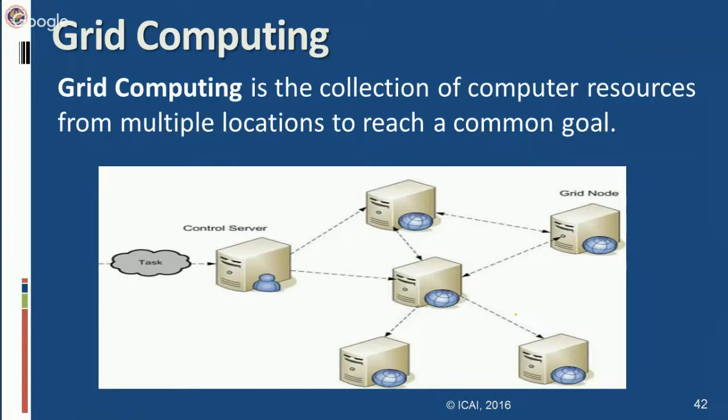Then comes another concept known as grid computing. Grid computing is a collection of computer resources from multiple locations to reach a common goal. Here these grid nodes are all independent of each other, but they can be clubbed together or collected from different locations all over the world. These machines work together to perform a particular complex task, and the major objective is to achieve a common goal. This technology is basically used in mathematical or statistical computations.